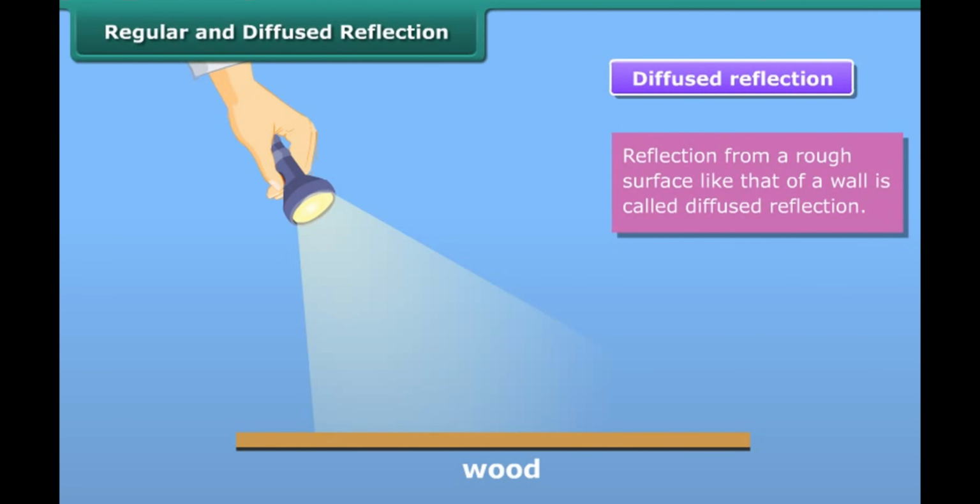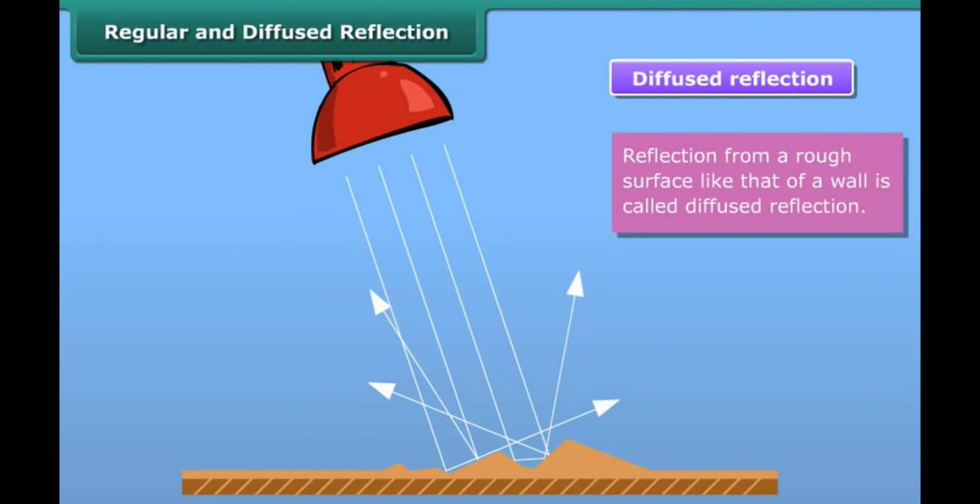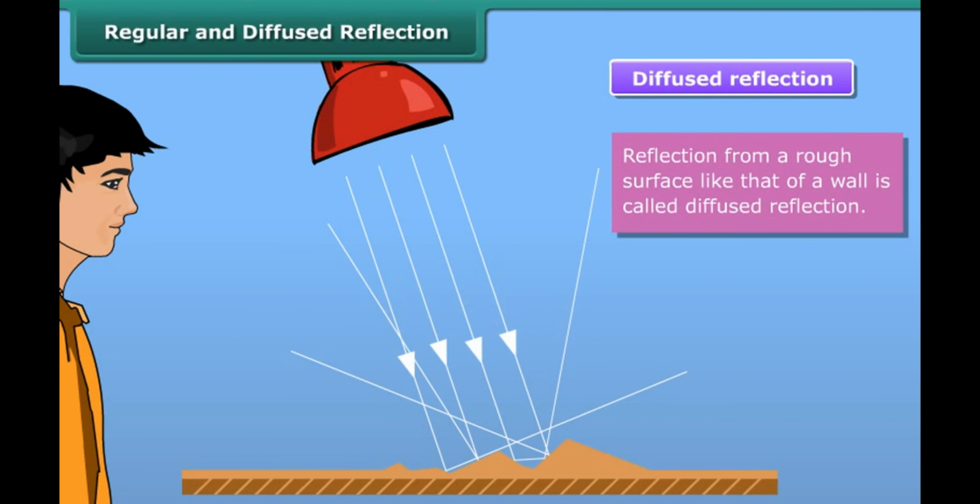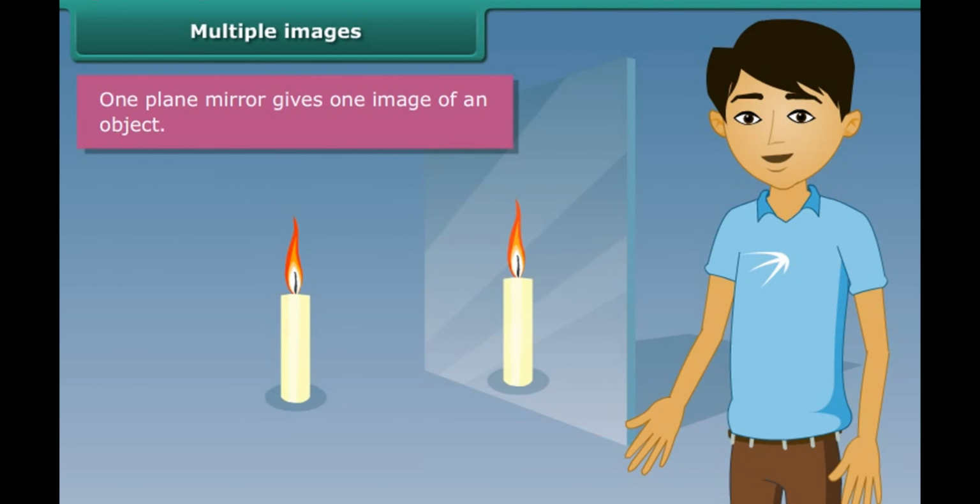Diffused or irregular reflection takes place when a ray of light is incident on a surface such as wall or wood, which is not smooth or polished. An image is not formed in this case. In this case, the different portions of the surface reflect the incident light in different directions. The light sent to our eyes by most of the objects we see around us is due to the diffused reflection from their surfaces. One plane mirror gives one image of an object.